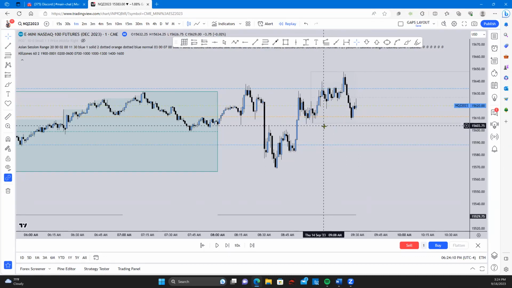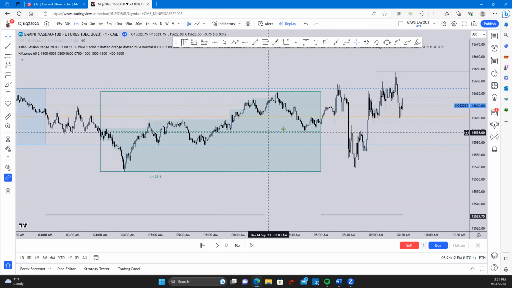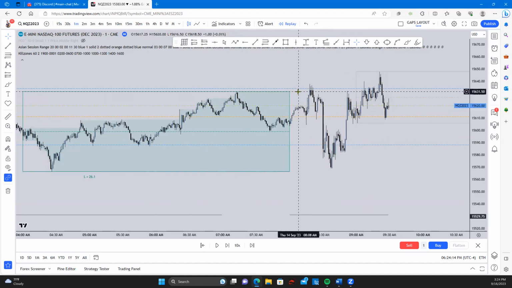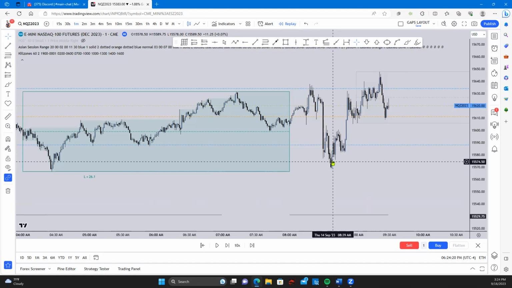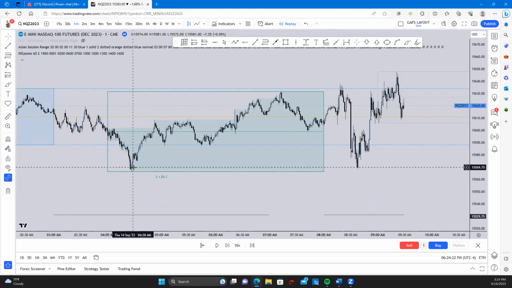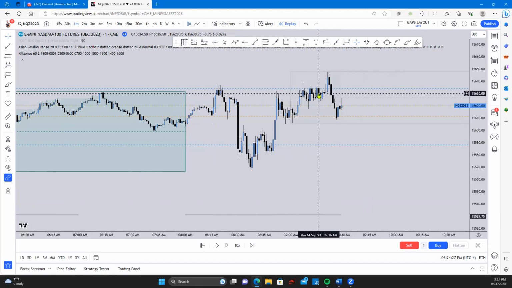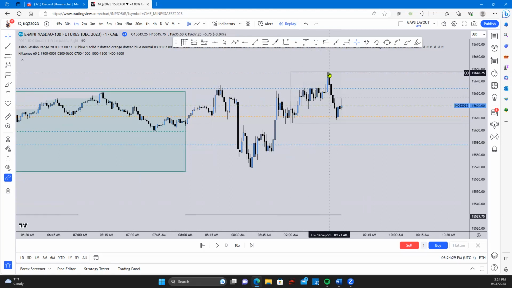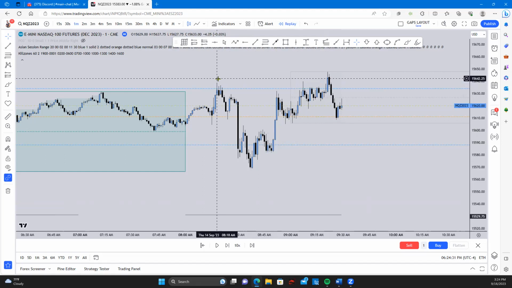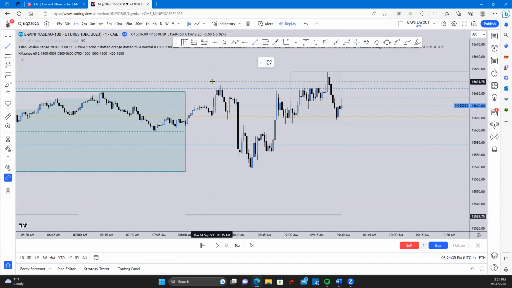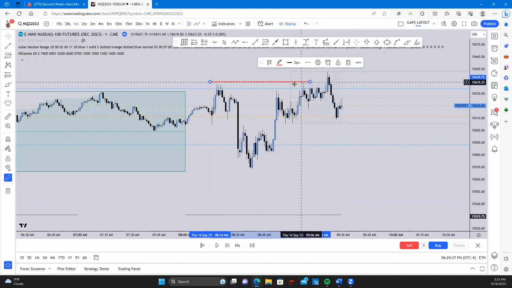So here we have our London session. Okay, price took out the highs here at 8 a.m. We dropped down. We failed to take out the London low here. And then we run up into 920. We take out liquidity again. We do have some equal highs here, relatively equal highs just above there.